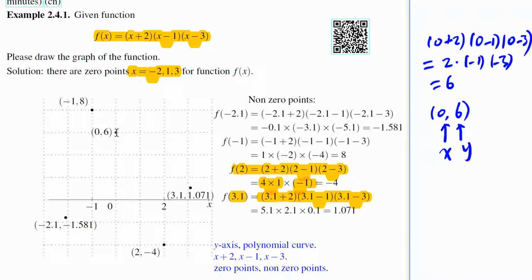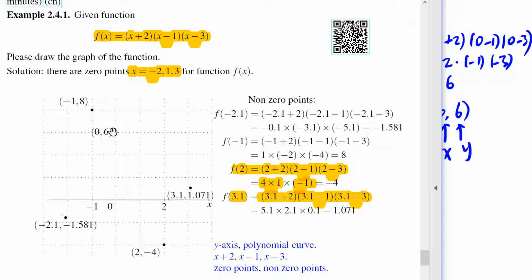You have so many points now. You can now connect all the points by a smooth curve. This is the y-intercept. So you may mark the zero points and non-zero points all together. You can then have the curve like this. You use a smooth curve to connect all the points, and you will have the graph. Please review this lecture. I'll see you next time.